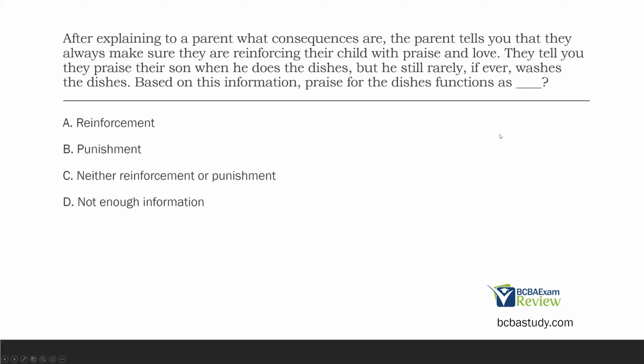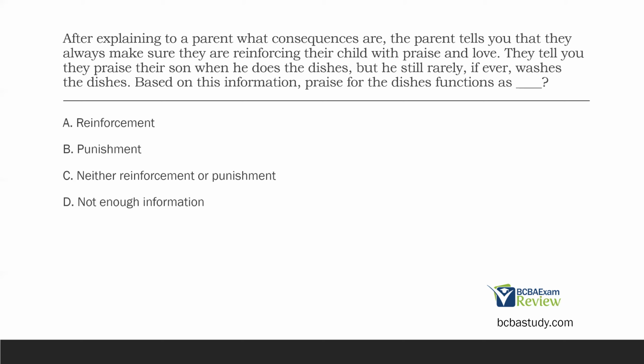Common scenario. Either parents say, well, I punish my child, or they say, I always deliver reinforcement. But as behavior analysts, what are we concerned about? Are we worried about the topography of the consequence? Not really, okay? We want to know what effect that consequence has on the future behavior. And if the parent is praising the son, but nothing's changing, he still rarely does the dishes, right? Nothing's changing. Is praise a reinforcer?